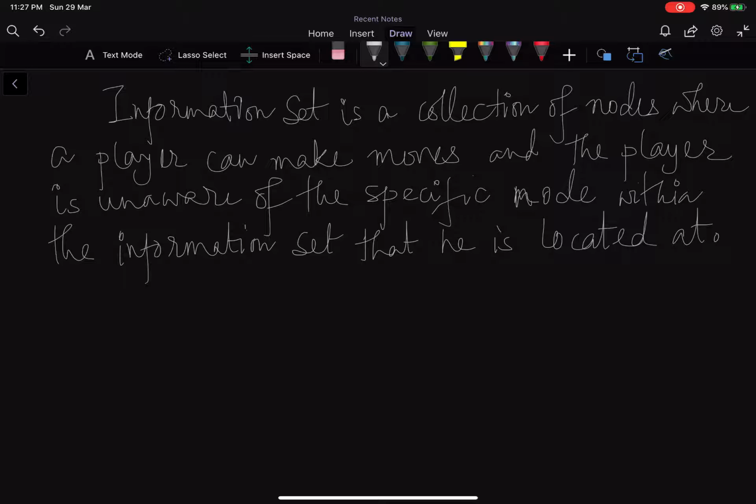And what is the specific feature of this collection of nodes? The specific feature is that the player who's making moves in all these nodes is unaware which one of these nodes it is located at, right? So it only knows that it is located in one of the nodes in the information set, but which one specifically the player doesn't know. Of course, you can treat one specific node where the player knows that it is located to be a trivial information set. So an information set can have only one node.